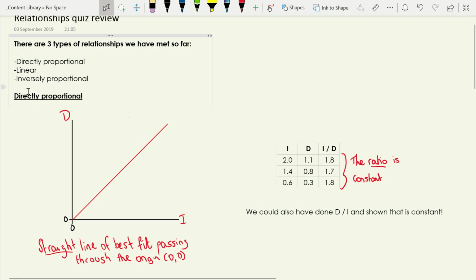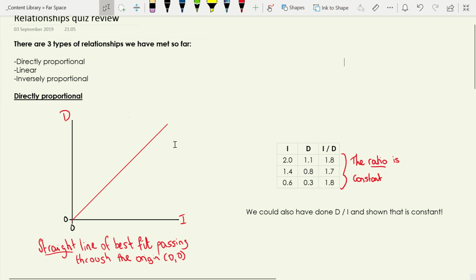So far in physics, we've met three kinds of relationships. We met directly proportional as part of year 7. Linear, again, we kind of looked at in year 7. Inversely proportional, we met for the first time this year. So let's break down the key things we're looking for to spot these relationships when we collect data in an experiment. So firstly, directly proportional.